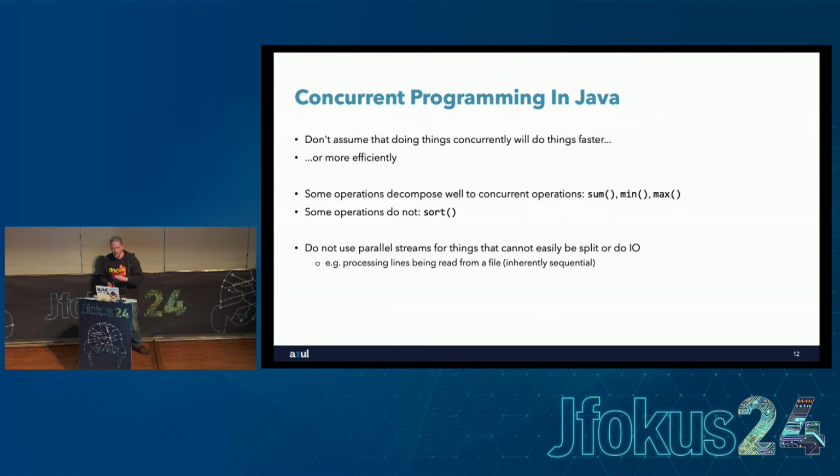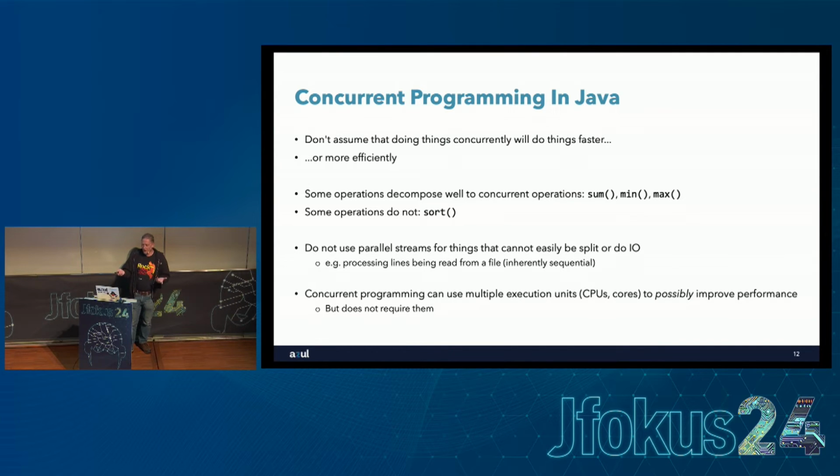So like I say, concurrent programming in Java, we've tried all sorts of different things. Some of them work really well. It really comes down to picking the situation for what you're trying to do. So again, concurrent programming, you can use multiple execution units, CPUs, cores. Possibly it's going to improve performance. But again, when you're doing concurrent programming, you don't require those multiple units of execution.